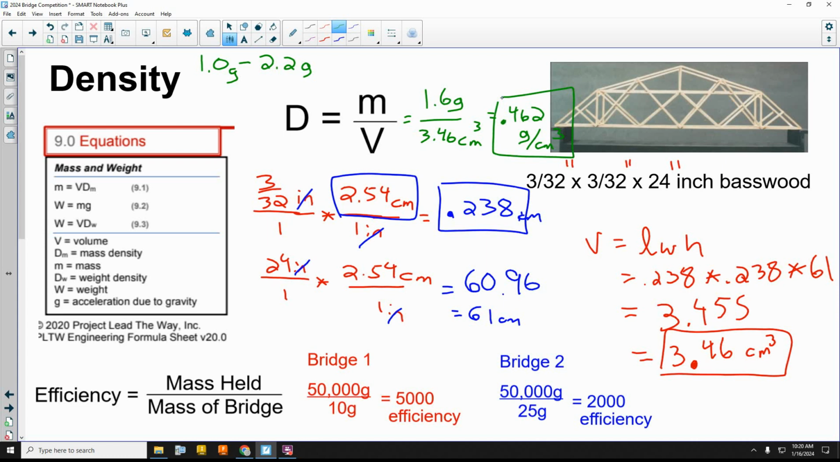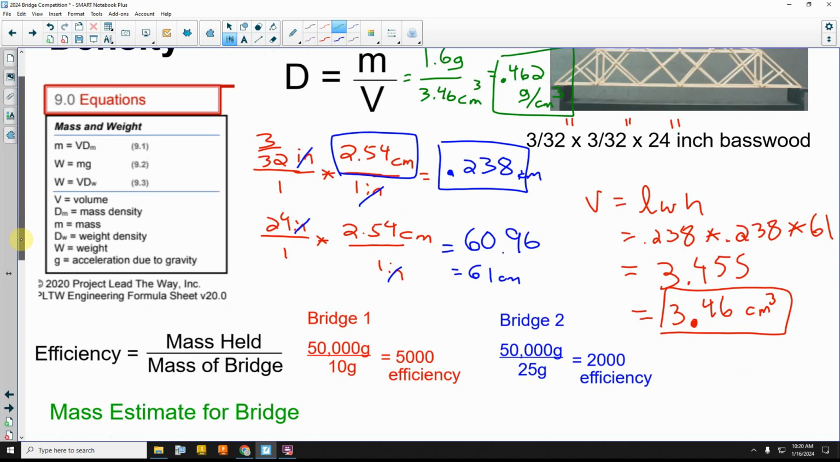Okay, and one of the things that helps with having a good bridge is having the bridge be a consistent weight throughout. Heavier wood is technically stronger, but it is an efficiency competition. So most of you are going to have like 1.5 or 1.6 gram sticks of basswood. I take out the real heavy stuff and the real light stuff, so we're left in the middle. So that's the density of one. That's how we find the density.